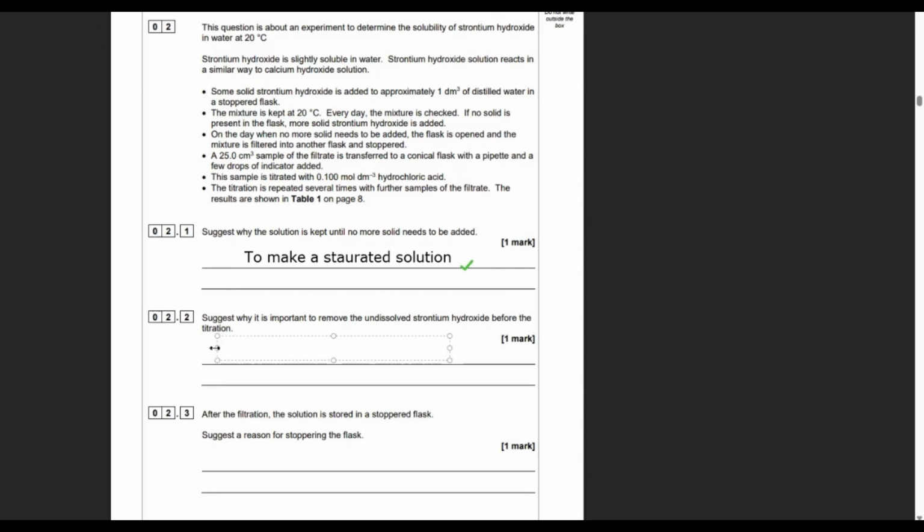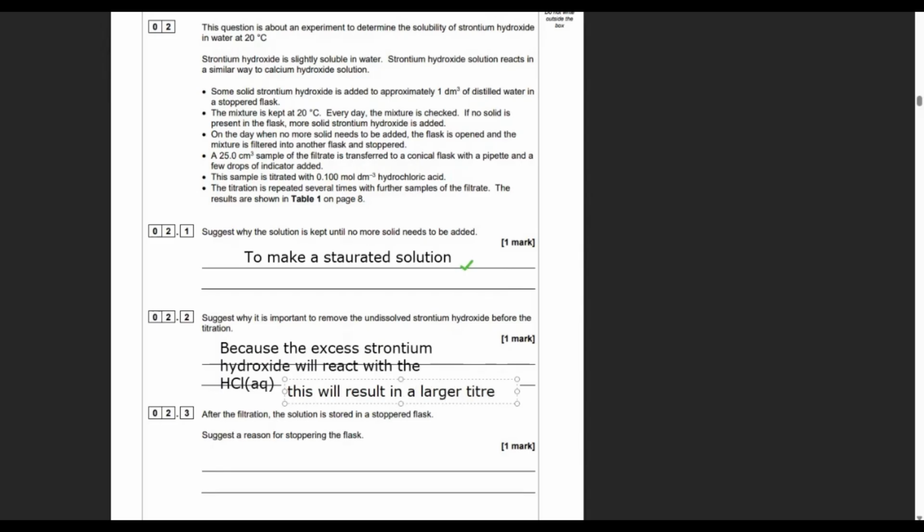So what we want to say here is that the undissolved strontium hydroxide will react with the HCl. What is HCl? It is acid. So HCl(aq) is acid, and this will result in a larger titre. And also, what is the result of that if you have a larger titre?